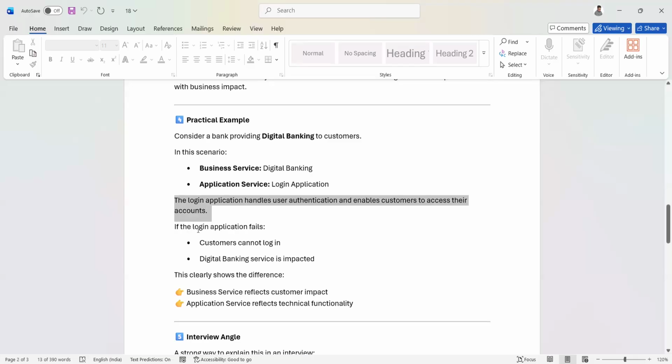If that application is not working, if that application fails, what will happen? Customers cannot log in and digital banking services are impacted. Obviously, the customers are not able to do their work; their work is impacted. That's why we see the difference here. Business service reflects the customer impact, however, application service reflects the technical functionality. You get it now, I hope.